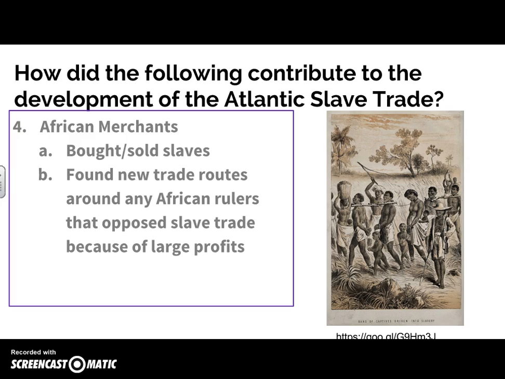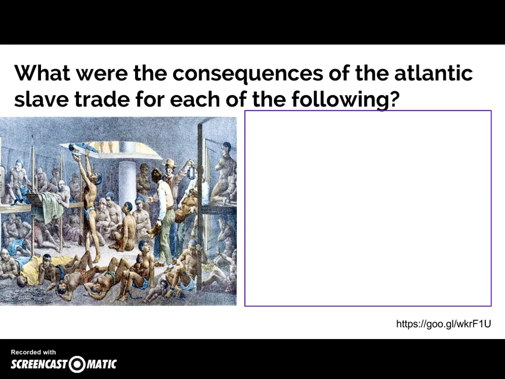Right? So when there's high enough profits, people will usually smuggle or find a way to sell things. Okay. Now, we're going to change the question a little bit. The question now is, what were the consequences of the Atlantic slave trade for each of the following? So the first group we're going to look at is African societies.